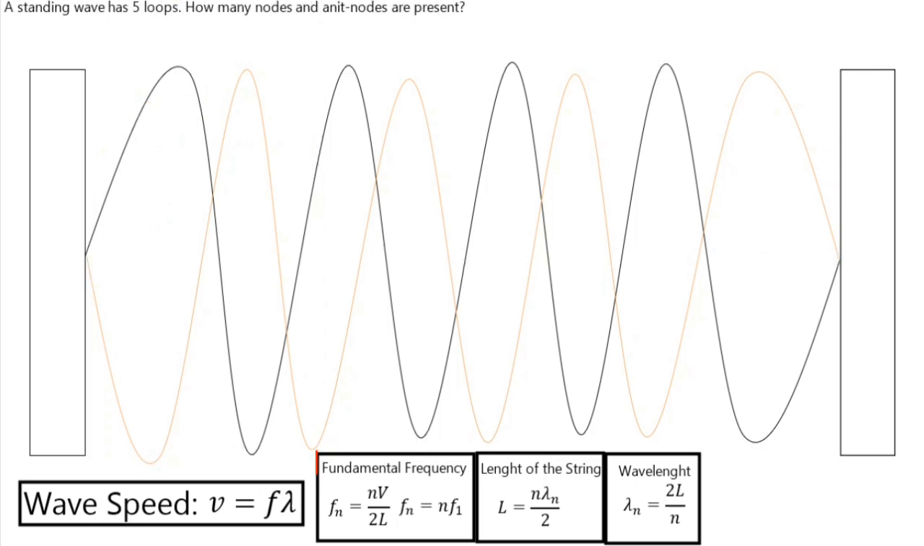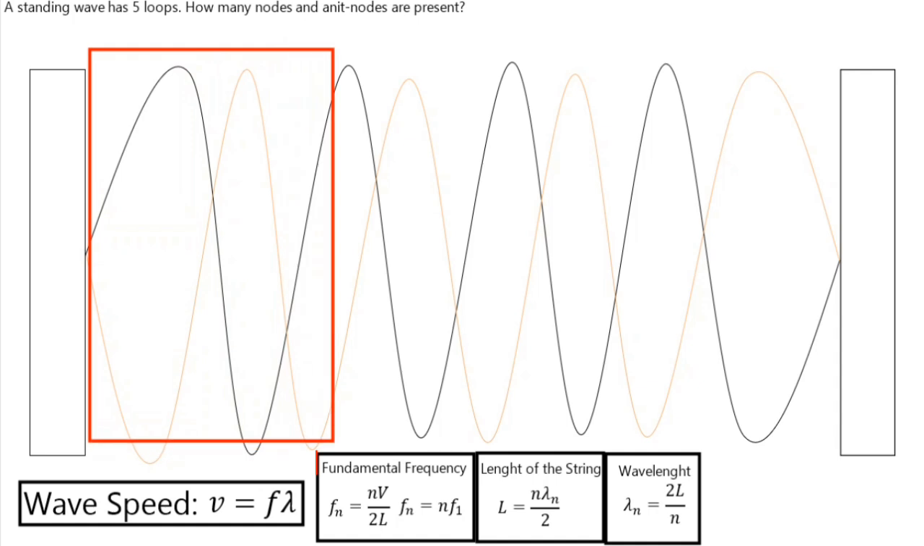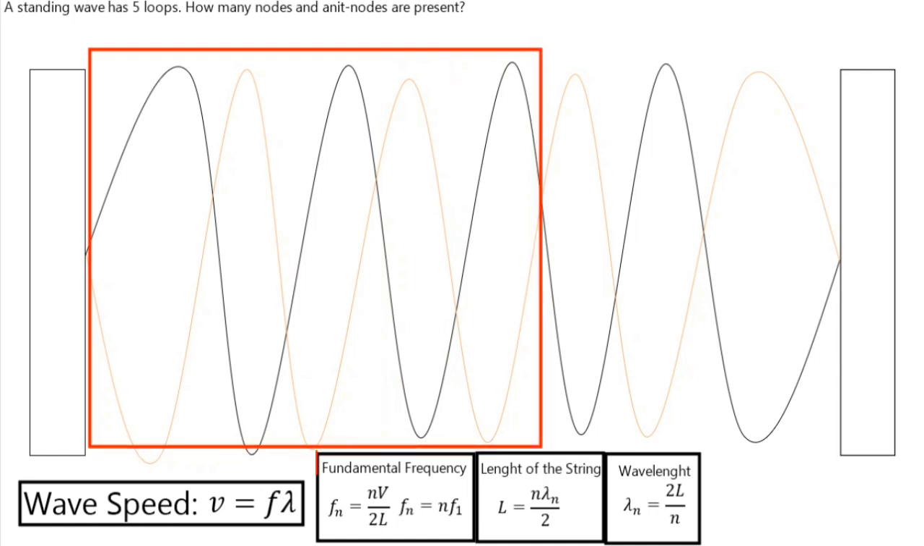Now let's solve some practice problems. A standing wave has 5 loops. How many nodes and antinodes are present? So this is going to be the first loop, second loop, third loop, fourth loop, and this is going to be the fifth loop. So in these 5 loops, how many nodes and antinodes are present? So how many antinodes? This is 1, 2, 3, 4, and 5. So we have basically 5 antinodes.